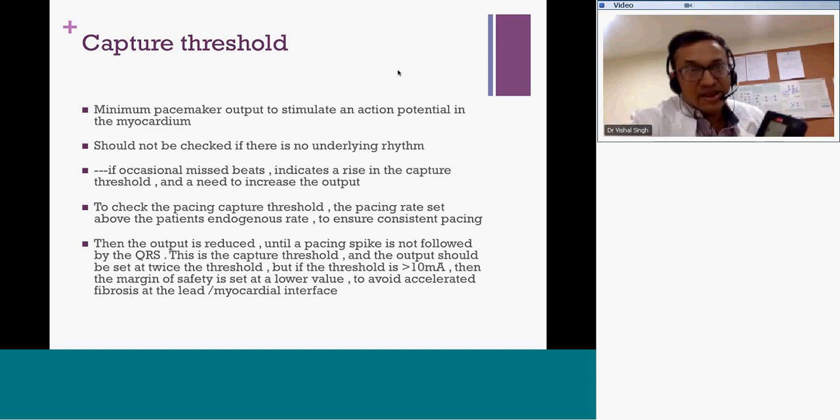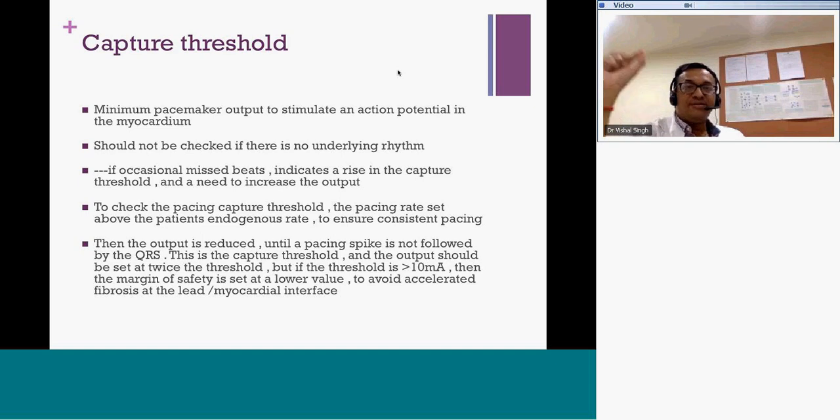Then there's the capture threshold. Capture is basically seen when you are pacing: on the ECG there is a pacing spike, and it is followed by contraction. If you look at this, it is set out here as the output. Threshold is the minimum pacemaker output to stimulate an action potential in the myocardium.